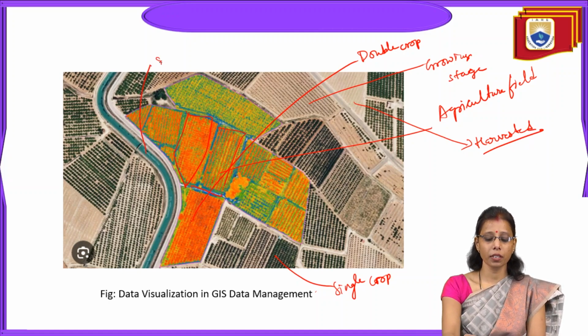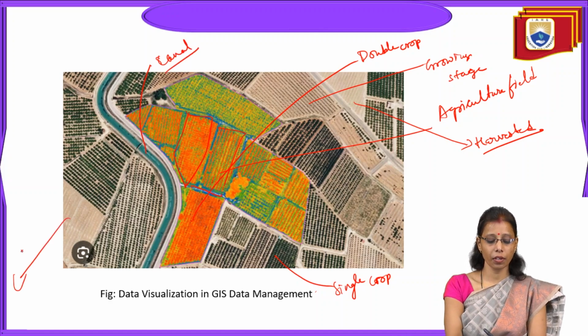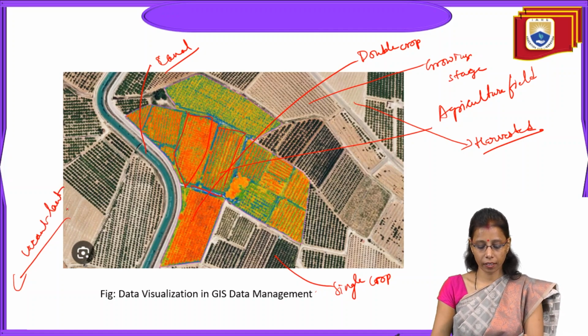So this will be, suppose, a canal. Okay, so we just interpret the data. So this is the vacant land. So we just interpret the data like this, and it will help us in visualizing the data in the GIS data management.